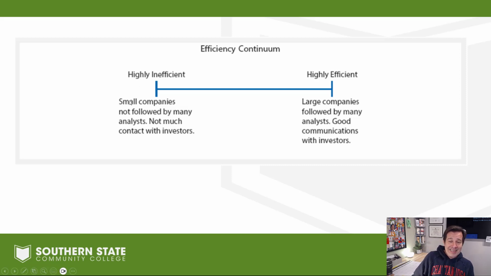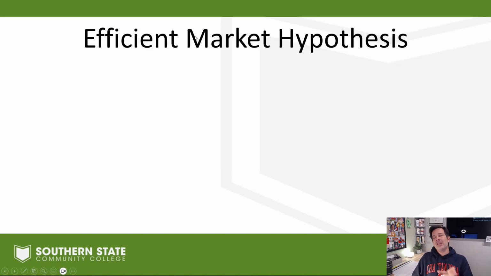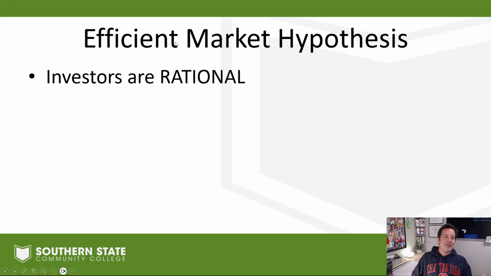We move down the line here to highly inefficient. Then we're talking about small companies. Not many people follow them. Not a lot of information going out to the investing public. Those are going to have a little bit bigger of a gap between the market value and the intrinsic value. And so when we talk about a bigger company, when some kind of big piece of news breaks, it moves more down towards the continuum of inefficient until the investing community has digested that news and baked it into the stock price. So, efficient market hypothesis assumes that investors are rational.